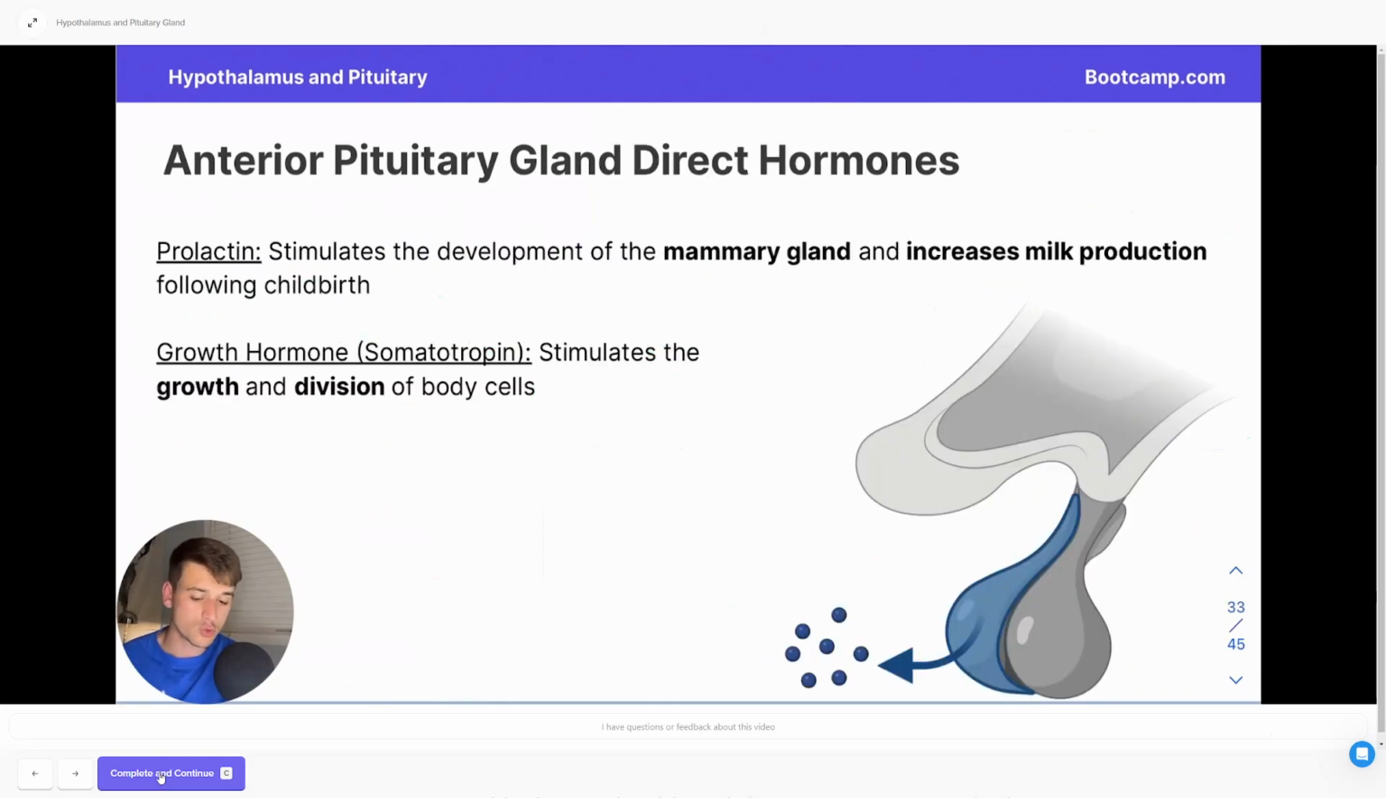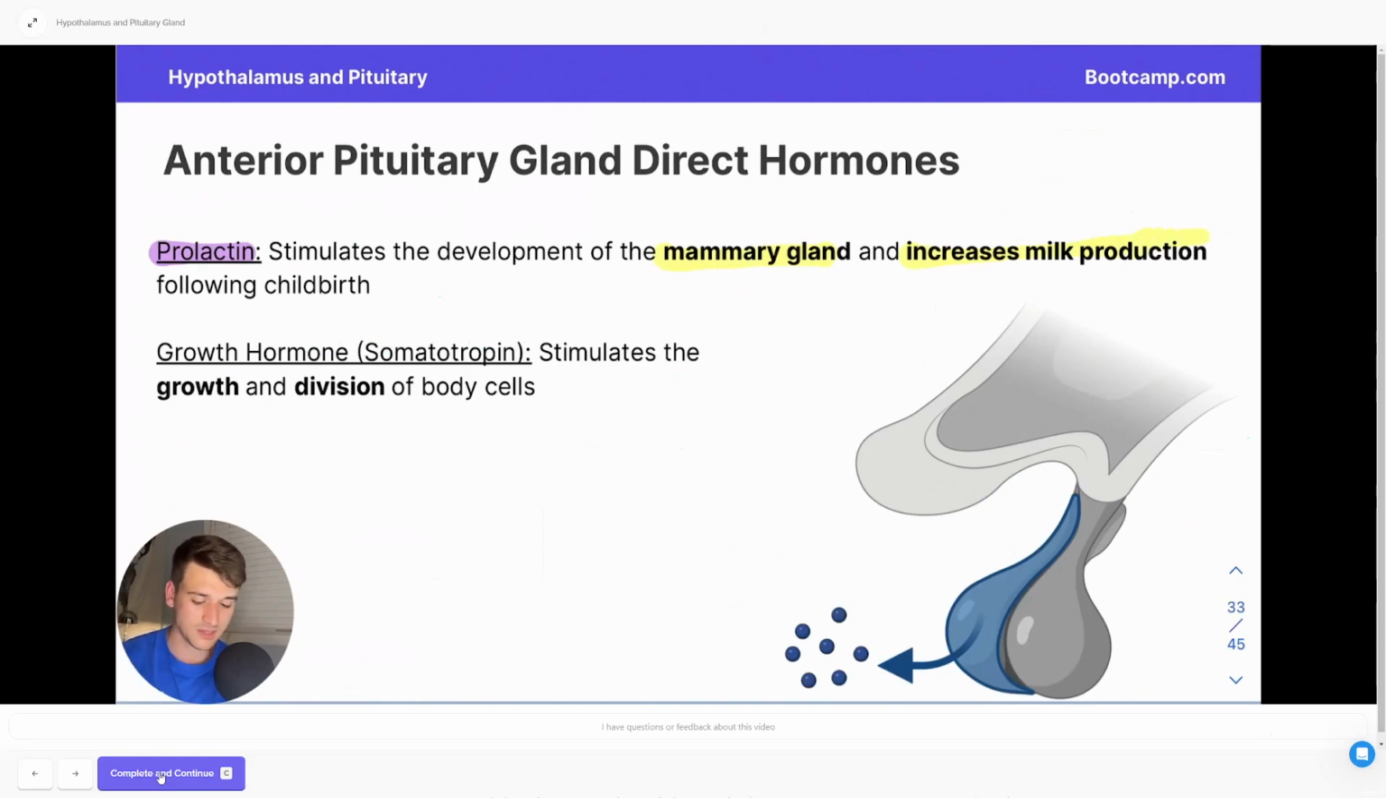Now, how about the direct hormones from the anterior pituitary gland, the ones that are actually going to go right to the organs and try and cause some changes themselves? The first is known as prolactin. Prolactin is in fact going to go ahead and stimulate the mammary glands and increase the production of milk. Now, this is going to sound familiar. It's going to sound very similar to oxytocin, but there's some very finite differences between the two. Prolactin, first of all, increases milk production. Oxytocin stimulates the release of milk.